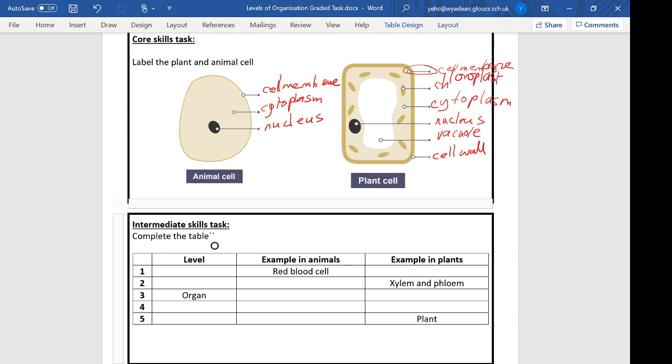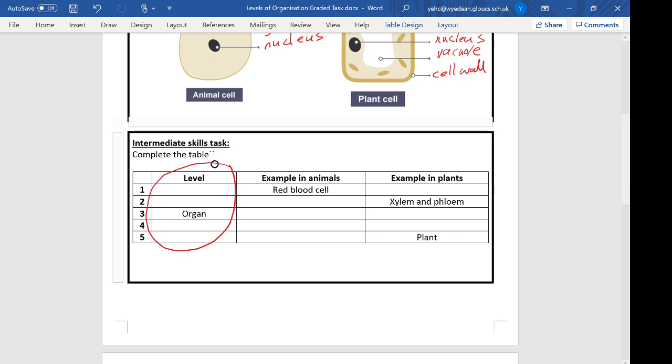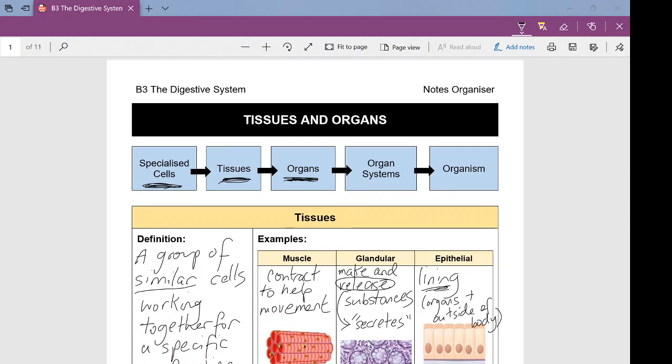Okay, now on to the intermediate skills task. I'll do the first one with you guys just to hopefully help with what you have to do after. So on the left side here where it says level, that is the general level of organization. If we look back on our notes, it's this bit here that I'm referring to.